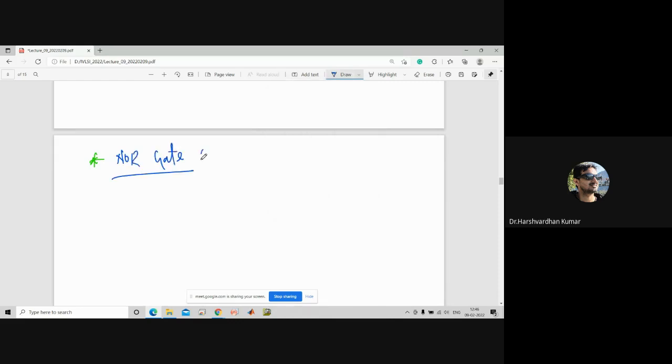For the 2-input NOR gate, what were the Boolean expressions? Anyone remember? Yes? Y is equal to (A plus B) bar, right? So you can also write it as A bar dot B bar. That is fine, good.